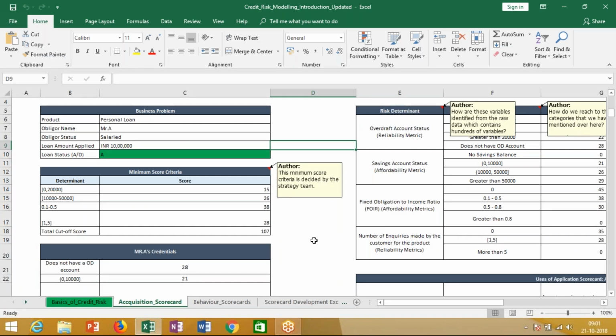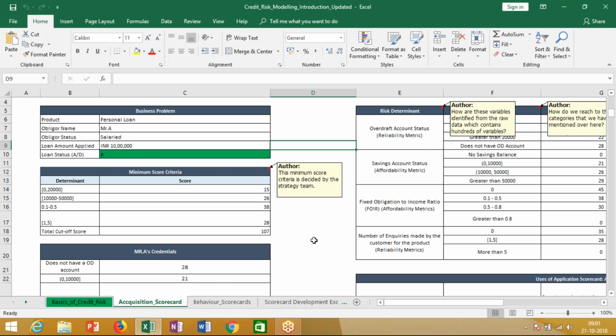Now, when I create this risk determinant column in the scorecard, the first question that comes out is that there are many variables in the data. How do we identify these variables from the raw data set of hundreds of variables? This is the entire answer that the modeling process would help us derive: how do we reach these four final variables from the list of the 1,000 or 2,000 variables which are there, right?